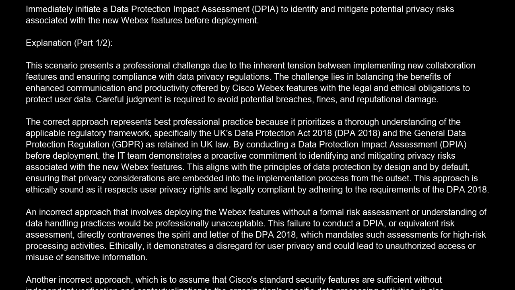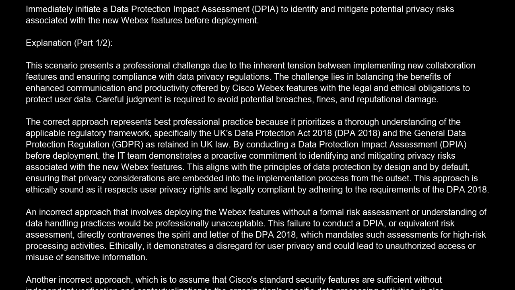An incorrect approach that involves deploying the WebEx features without a formal risk assessment or understanding of data handling practices would be professionally unacceptable. This failure to conduct a DPIA, or equivalent risk assessment, directly contravenes the spirit and letter of the DPA 2018, which mandates such assessments for high-risk processing activities.